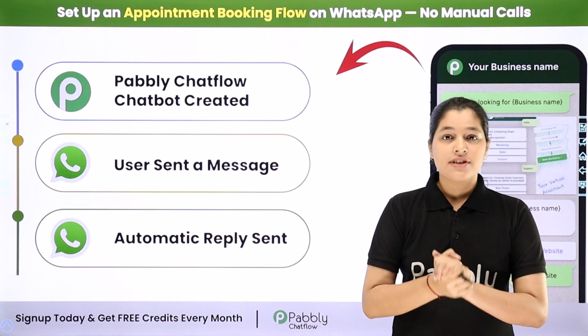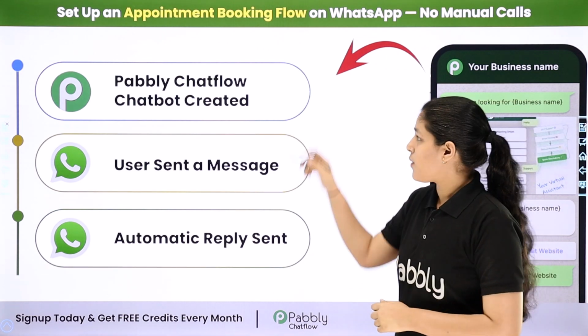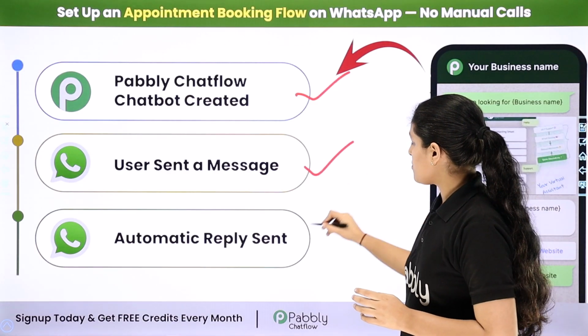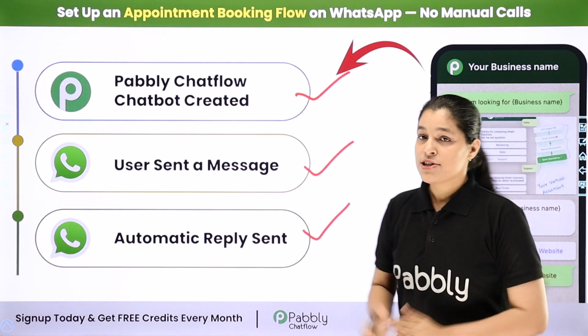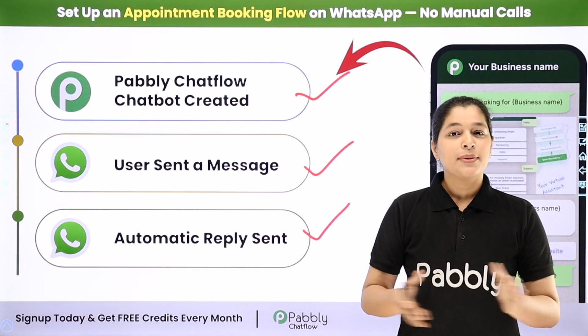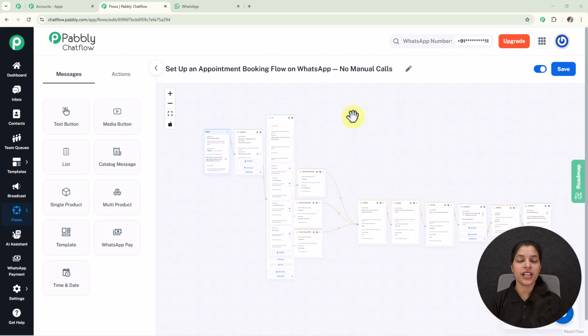So now in this video, firstly we are going to create a WhatsApp chatbot using Pabbly Chatflow. Now if a user sends a message, an automatic reply will be sent to them. So if you also want to create this WhatsApp chatbot for your own business too, then let me take it towards my screen. So welcome to my screen, and now let me show you how you can set up an appointment booking flow on WhatsApp.